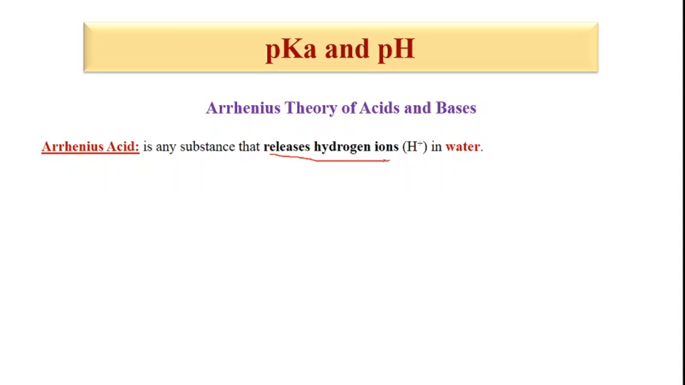So any substance that releases H plus ion in water is an acid. Examples are hydrochloric acid, hydrogen cyanide, HNO3, H2SO4, etc. All these release H plus ion in aqueous solution. For example, when HCl is dissolved in water, it dissociates to give H plus and Cl minus ion.